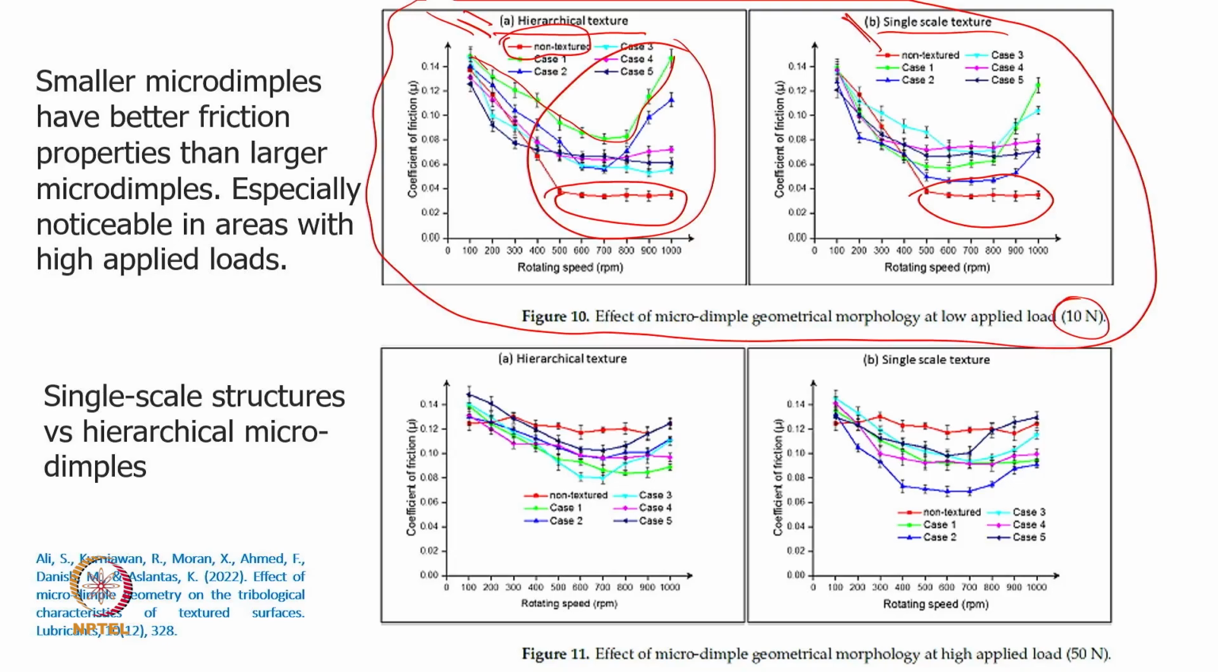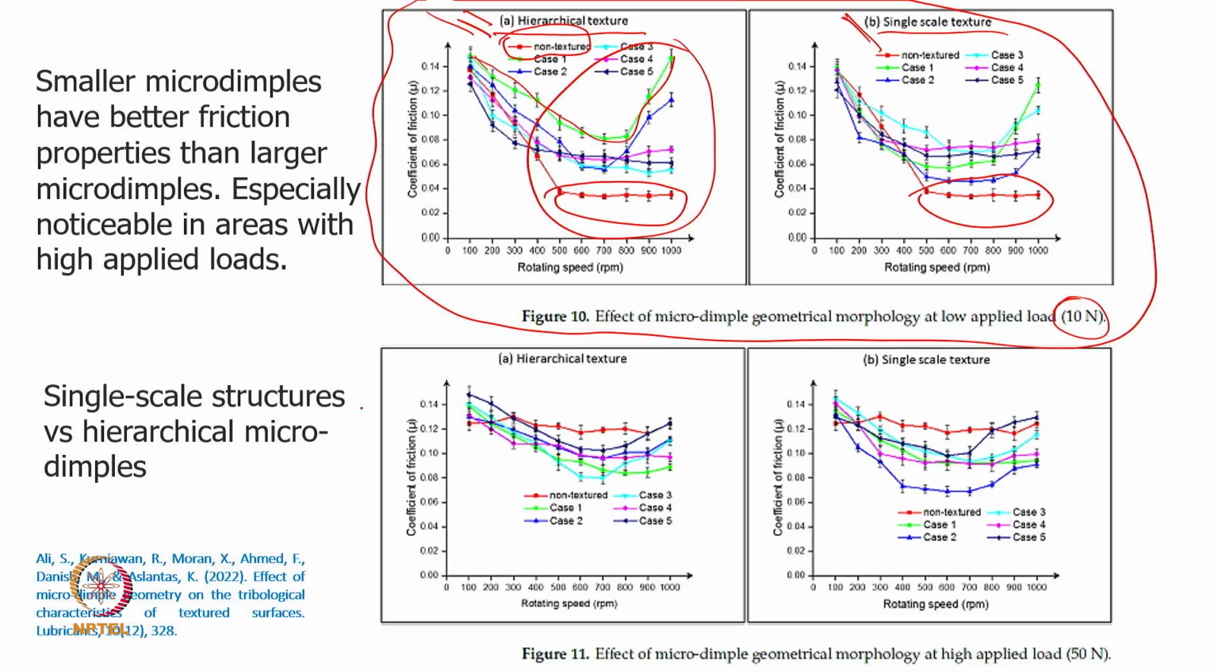Same thing in this case also, whether you go with a single scale texture or hierarchical texture, in both cases, if there is a low load, we should not go with a texture, particularly from the friction point of view. However, I am not yet considering the wear point of view. For wear, we need to really see whether that will be preferable or not, but from the friction point of view, it is not really required.